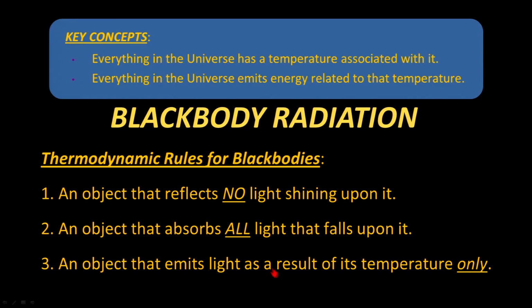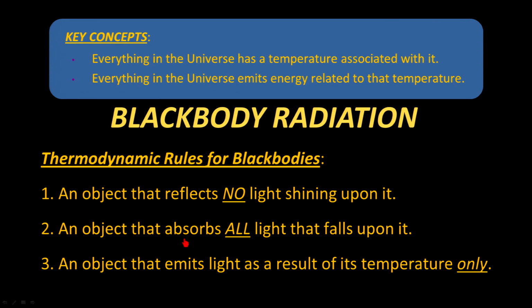The key thing to take away from that video that you just saw is the idea that reflection and absorption are sort of opposites to each other. So let's go back to our black body rules and talk about how they relate to each other. If you remember, before the video, we saw that for an object to have black body behavior, it must reflect no light that shines upon it. And number 2 is that a black body is an object that absorbs all light that falls on it. If you think about it, these two have to go together. If an object reflects nothing, it must absorb everything.